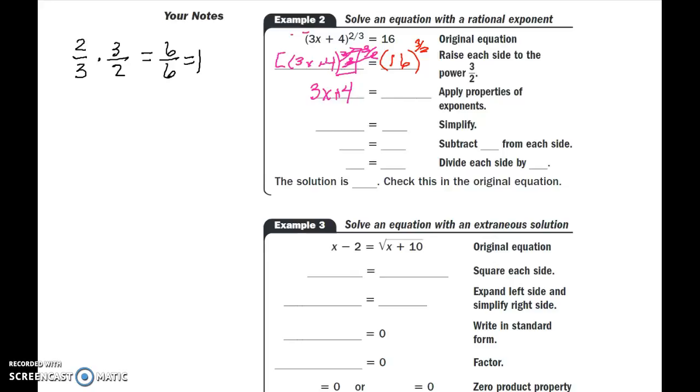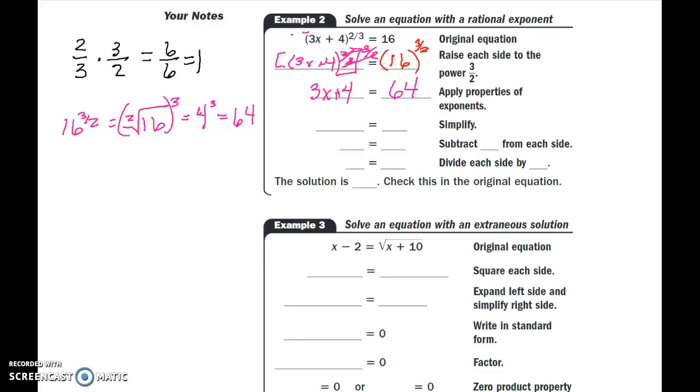You can simplify that in your calculator, or just think about it. I'm going to come over here and do this. 16 to the 3/2 power is the square root of 16 cubed. Well, you know the square root of 16, it's 4. And 4 cubed is 64. So our answer over here is 64. So there we go. Now it's easy.